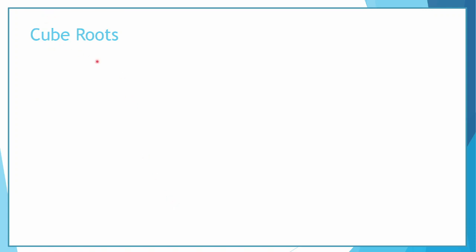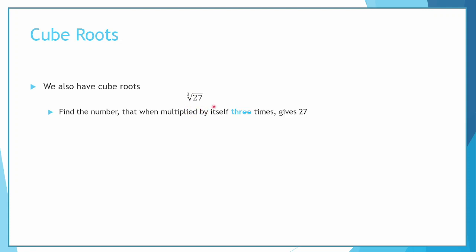We also have cube roots. So cube roots are when we write them like this. So we have the normal square root symbol, but we have 3. And you've probably guessed that this means we're looking for a number that we multiply by itself 3 times to give us 27. In this case, the cube root of 27 is 3, because 3 times 3 times 3 gives us 27. So that's how we find our cube root.